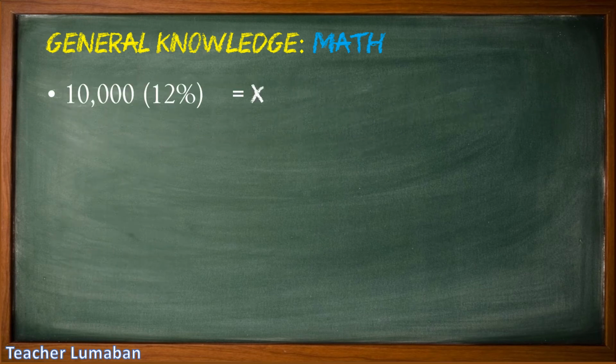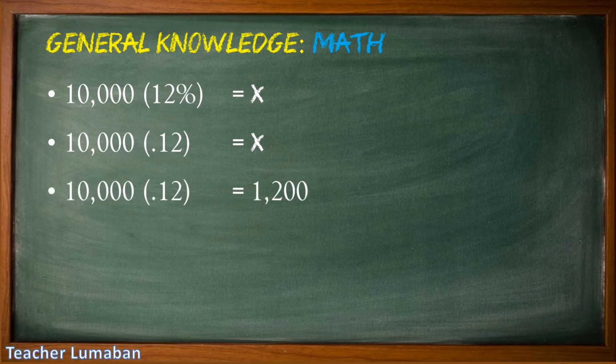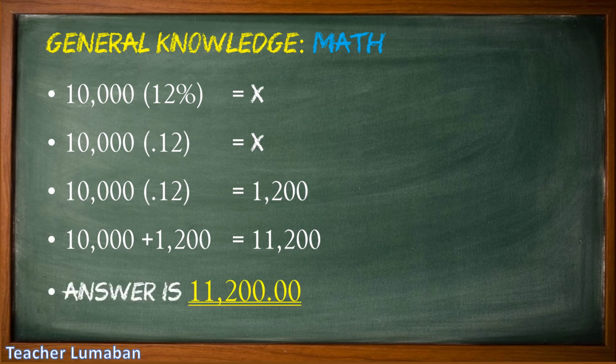10,000 multiplied by 12% equals X. 10,000 multiplied by 0.12 equals X. 10,000 multiplied by 0.12 equals 1,200. 10,000 add 1,200 equals 11,200. The answer is 11,200.